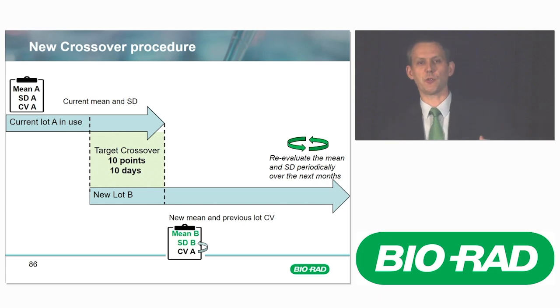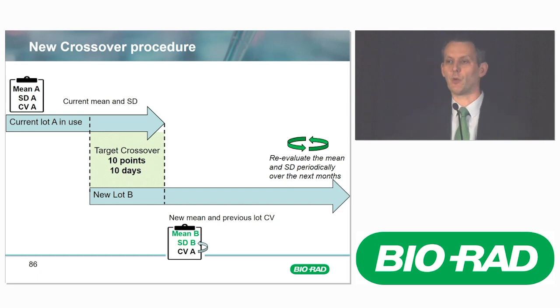So our new crossover procedure is now, well, we have our current lot going on. Now we can limit our crossover to 10 days. So 10 days, 1 point a day, we establish a new mean. And with that new mean, we're going to take our old CV and then calculate our new standard deviation for our new lot. And now we can move forward with our new lot. So it is shortened to 10 points.